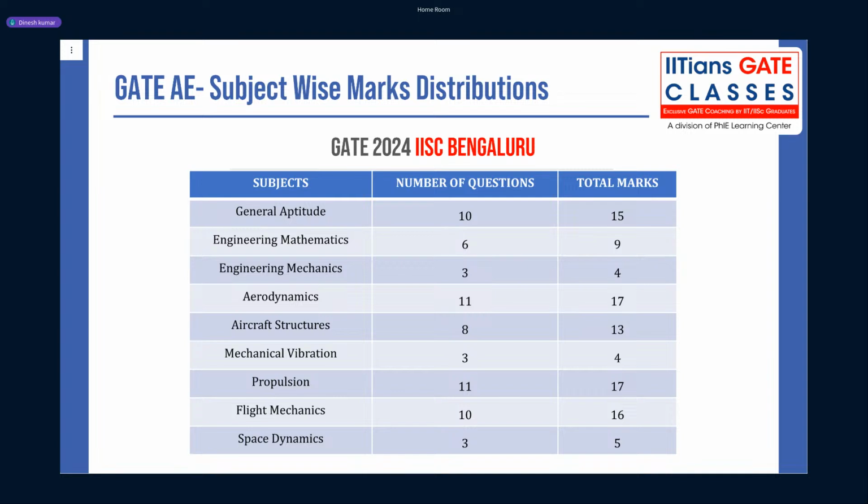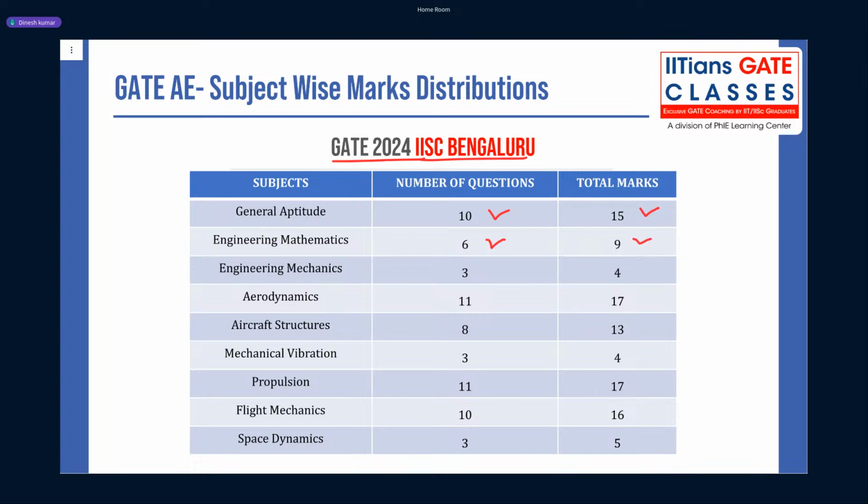Now the next part, which is very important for all of you to understand, subject weightage. So if you try to understand subject weightage from the last 2024 paper, which is from IISc Bengaluru, the general aptitude, there are 10 questions always, which is 15 marks. Then engineering mechanics, they ask 6 questions and for 9 marks.